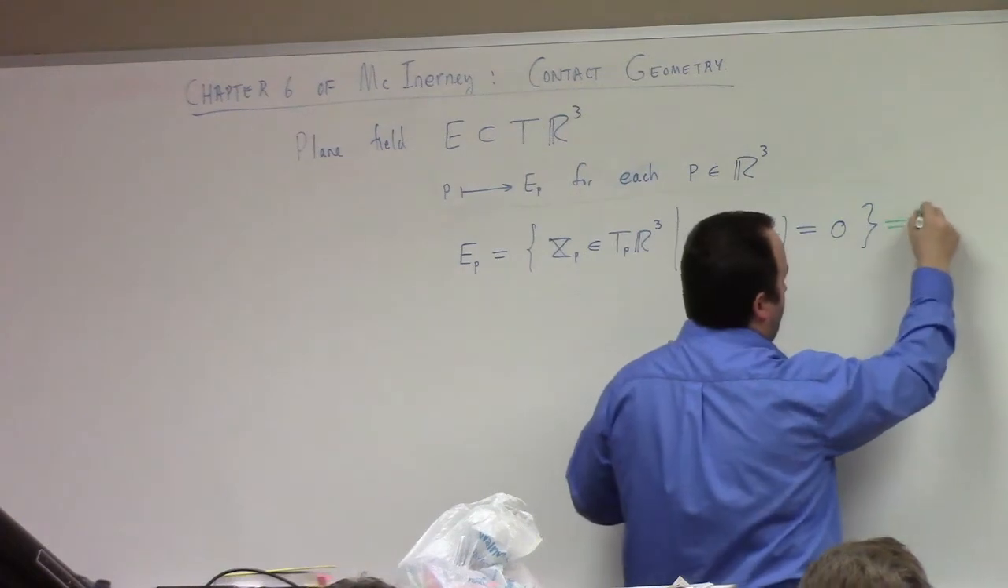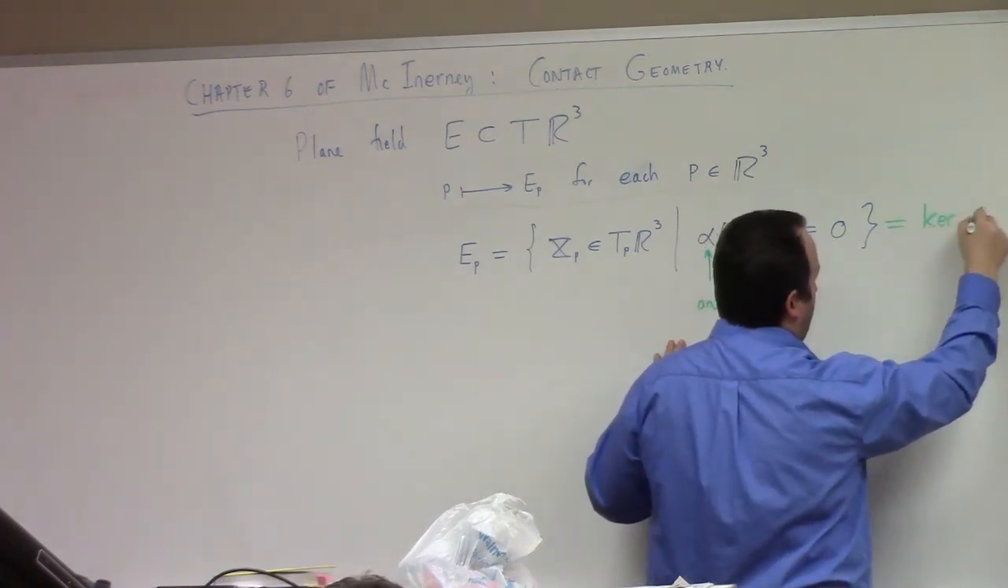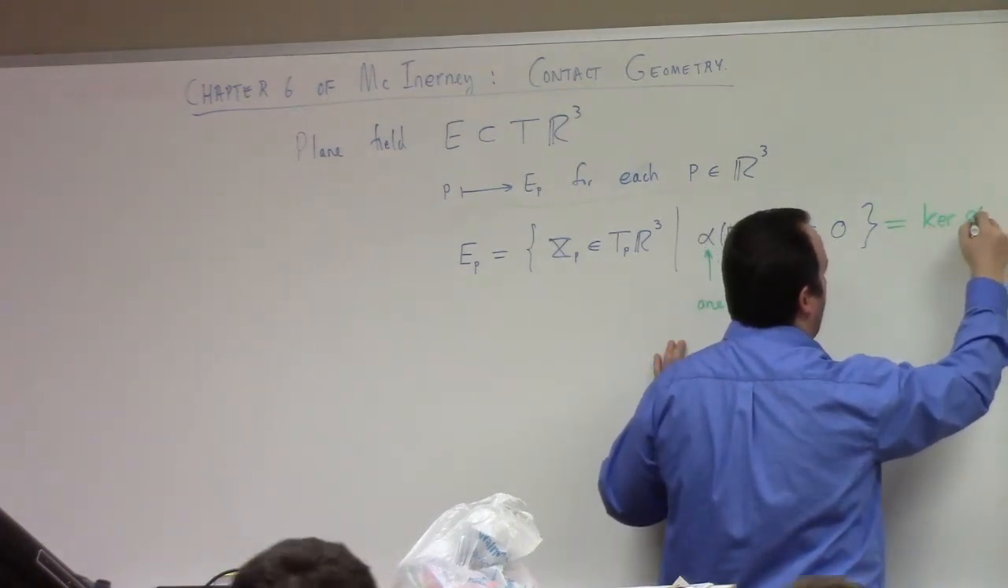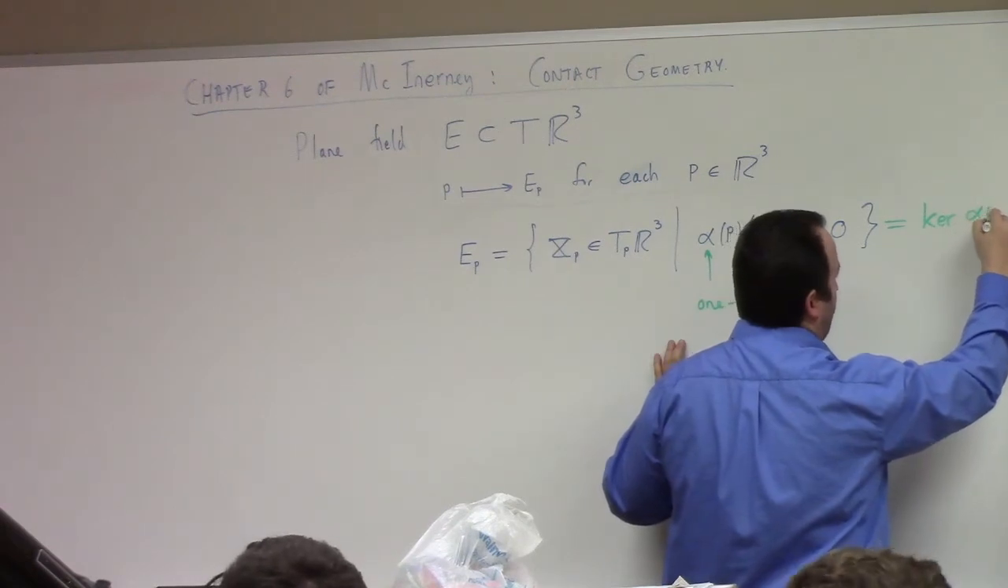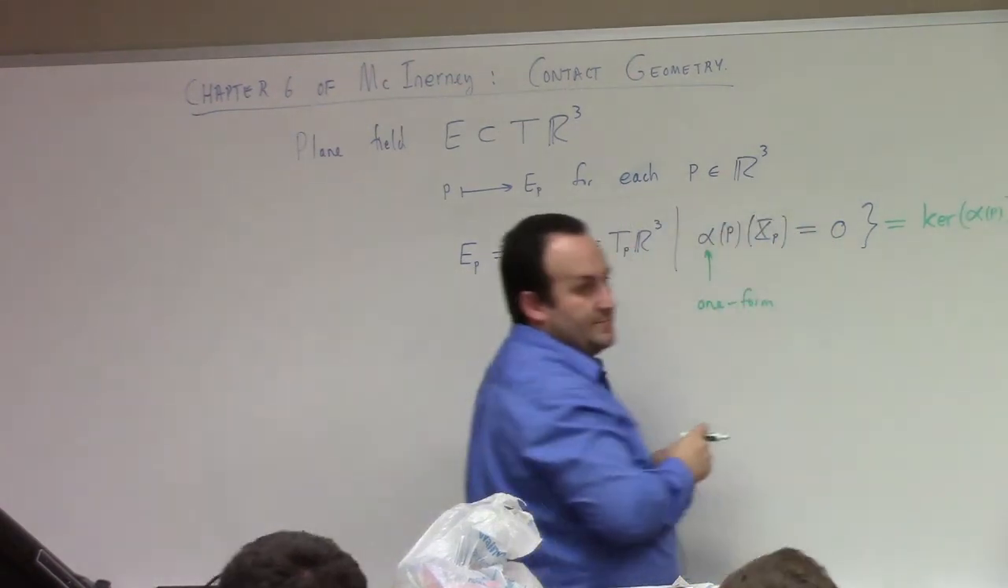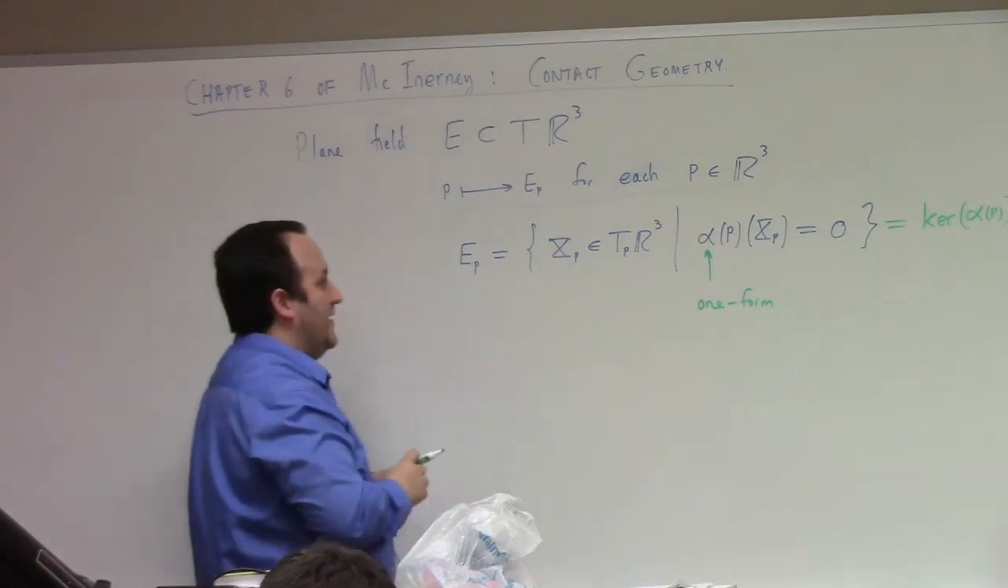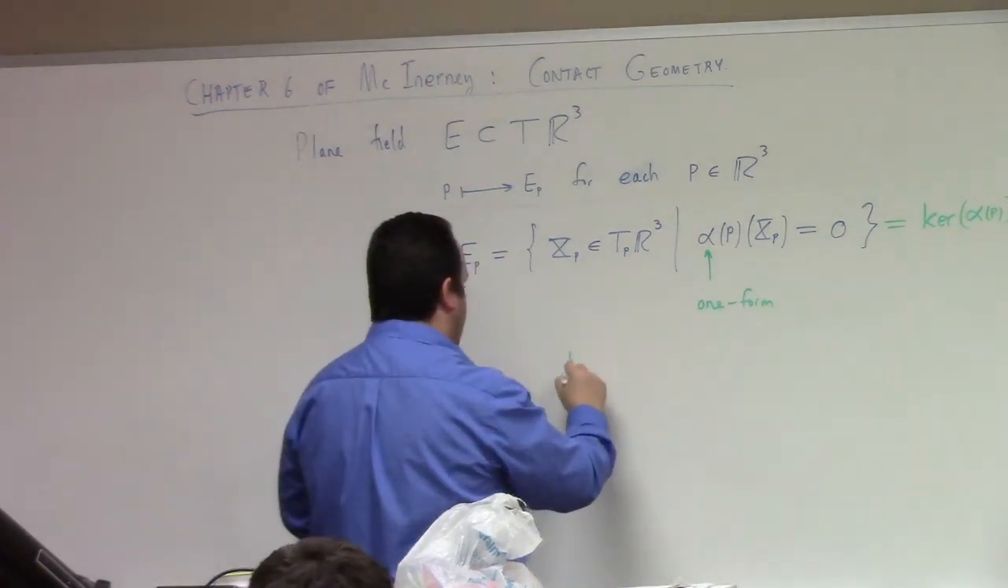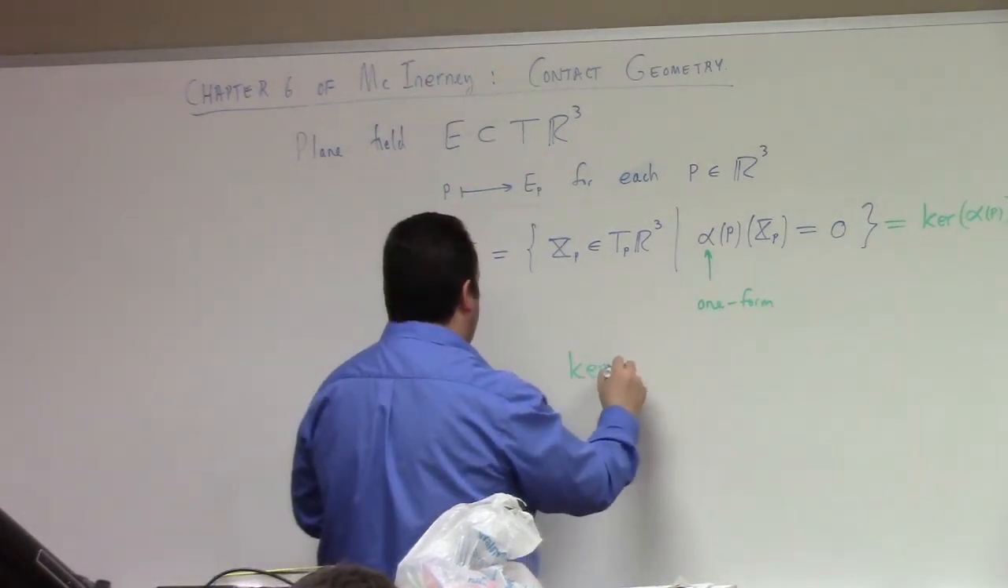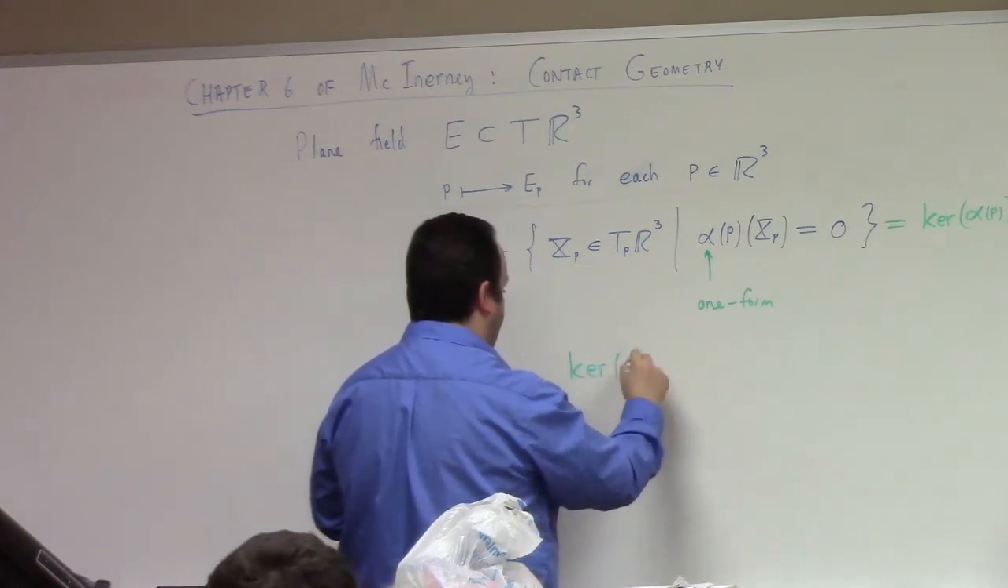We could also call this the kernel of alpha of P, I suppose, right? And so dropping the P dependence, we could describe a plane field in R3 as the kernel of a one form.